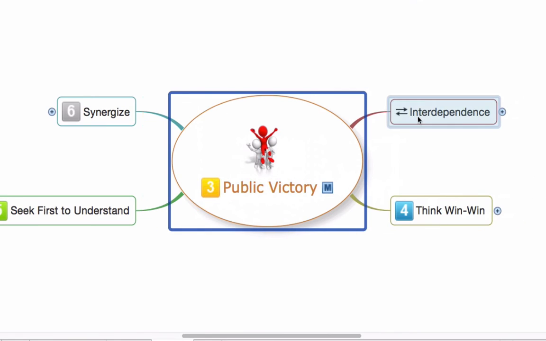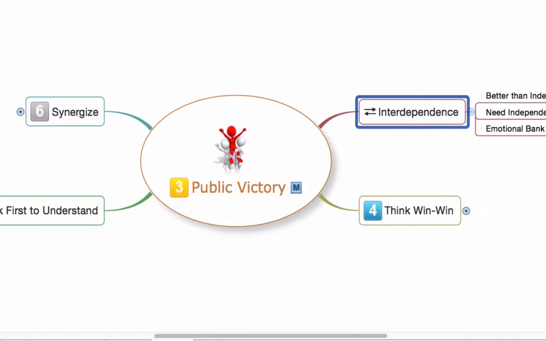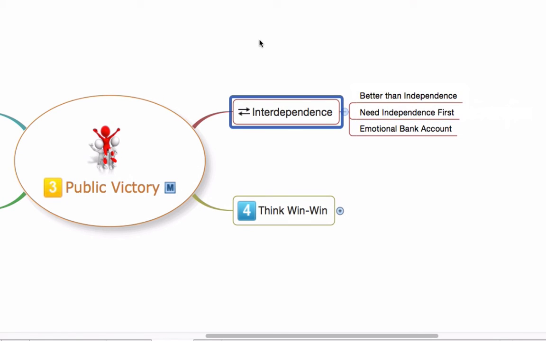Now, as I said before, the goal is actually interdependence, because he believes that it's better than independence. After the last three habits, you will be living a life based on what you feel is important. Therefore, you'll be living an independent life. And you need this independence first before you can get to the next level, which is interdependence. Along the way, though, while you are living this independent life, he says that you should start depositing into people's emotional bank accounts. An emotional bank account is very similar to a financial bank account.